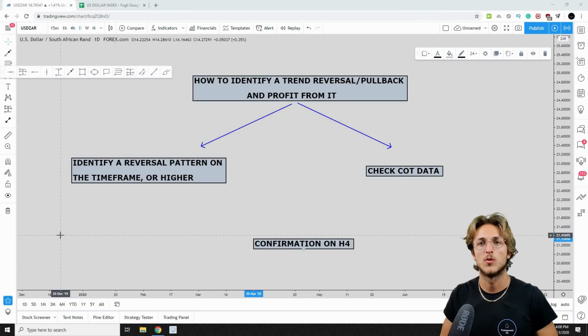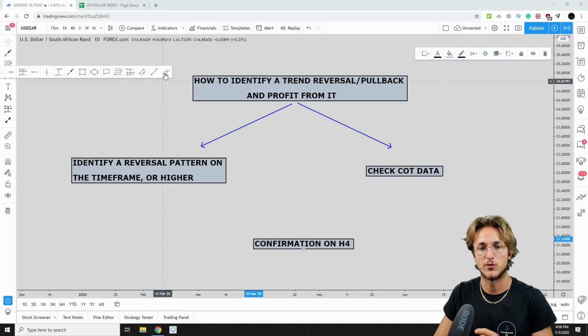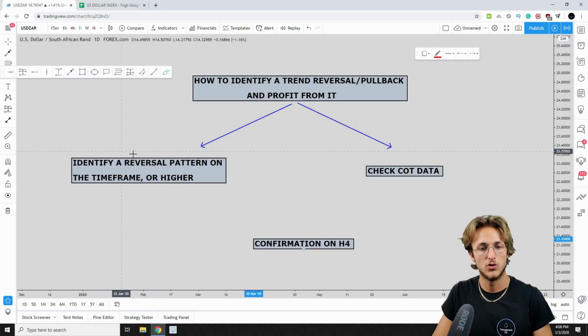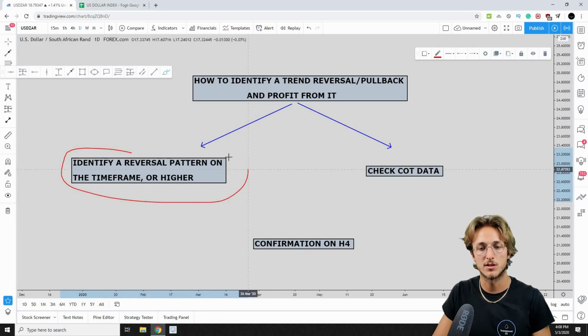Okay, so what we will be speaking about in this video is trend reversals and how to profit from them. Now, first of all, I want to show you which are the key elements that you have to check when you're actually identifying a trend reversal and a trading opportunity that basically looks at capitalizing on a possible trend reversal. So let's speak about, first of all, what you need. You need to identify a reversal pattern on the time frame or higher.